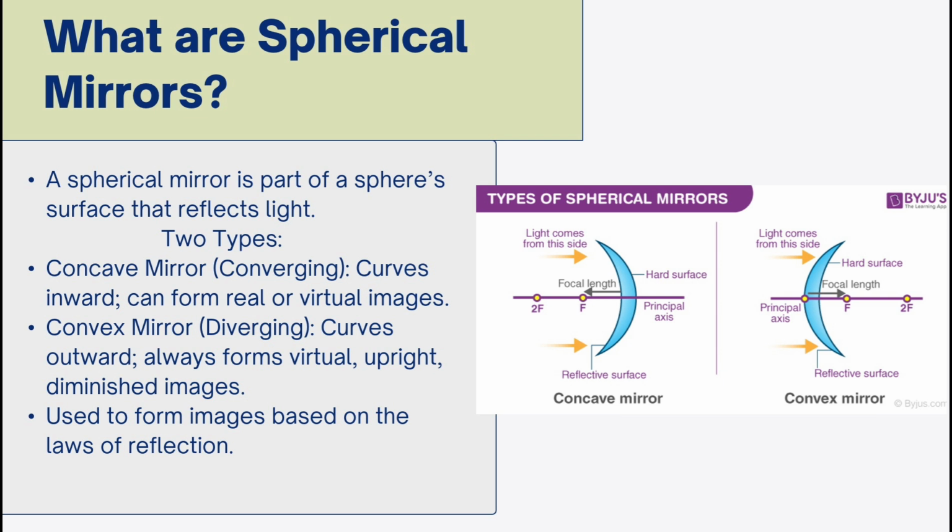Now, the next type is the convex mirror. So when we say convex mirror, it's diverging. So let's remember the word diverging. So it curves outward and it always forms virtual, upright, and diminished images. So spherical mirrors are used to form images based on the laws of reflection. As what we can see on the image, we can see the difference. What are the differences between the concave mirror and convex mirror?